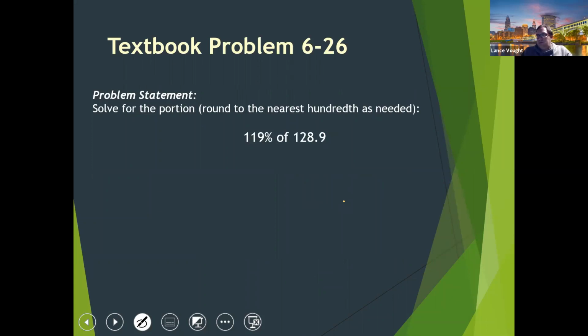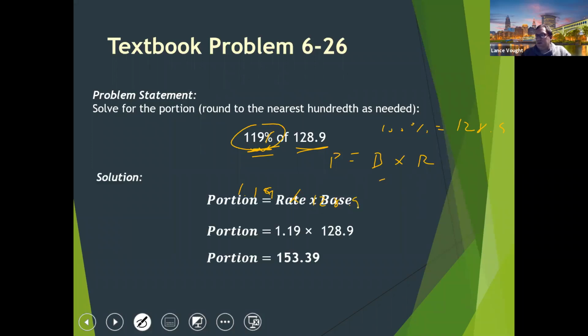So we want to solve for the portion. What we want to find is what is 119% of 128.9. So portion is equal to base times rate. This is the rate. This is the base. So the base says that 100% is equal to 128.9. The base is saying we want 119% of that. So if we want 119% of 128.9, remember we need to convert this to a decimal. So we need to drop the percent, move over 2 digits, we get 1.19. Since the base is 128.9, we do 1.19 times 128.9, and then we get 153.391 as our answer.